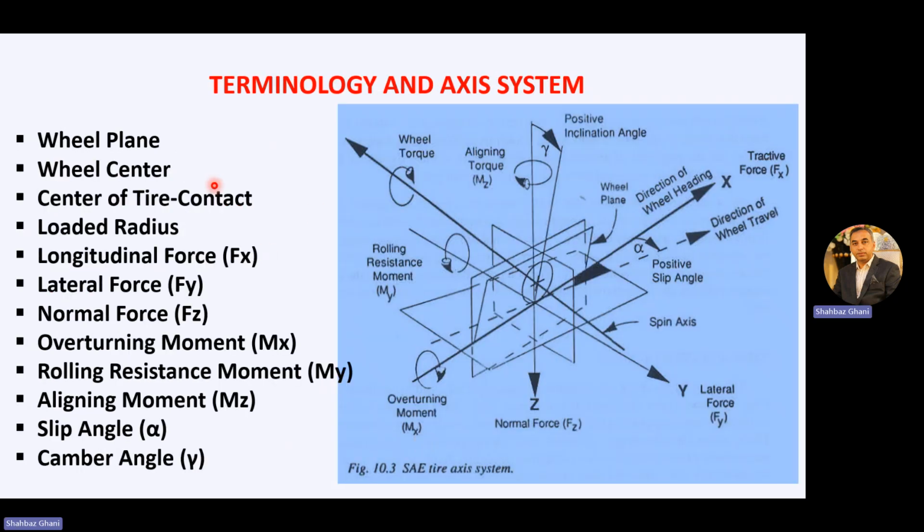So we have this terminology and axis system: the wheel plane, the wheel center here, the center of tire contact, the loaded radius, the longitudinal force Fx, the lateral force Fy, the normal force Fz, overturning moment Mx, rolling resistance moment My, and aligning torque or aligning moment Mz. The slip angle alpha is between the direction of wheel heading and the direction of wheel travel. That is your slip angle. And then we have the camber angle, the positive one, which is in the vertical plane.